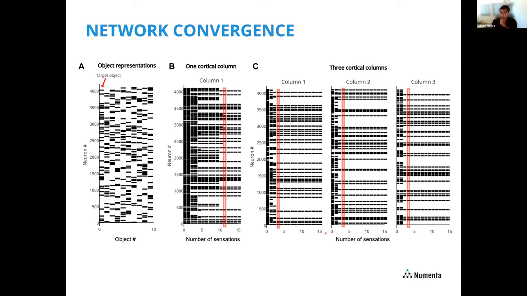If you look at panel C, we look at three different cortical columns. And here you can see that basically in about three touches or four touches, all the cortical columns have uniquely identified that object. In many cases, it'll just happen with one sensation when you have multiple cortical columns. We just chose one where there's a lot of ambiguity just to illustrate the concept. This is artificial data, if I recall. All artificial data. Yeah, everything in this paper is artificial data.